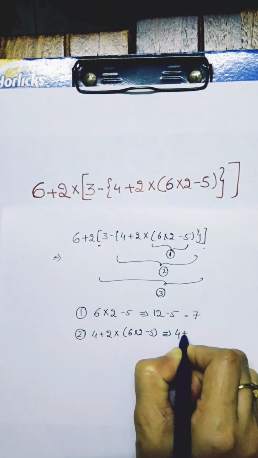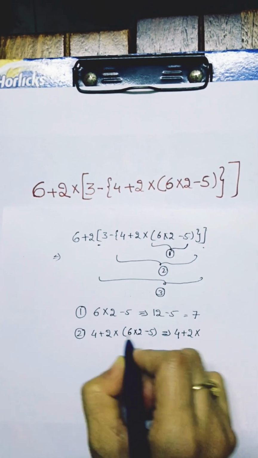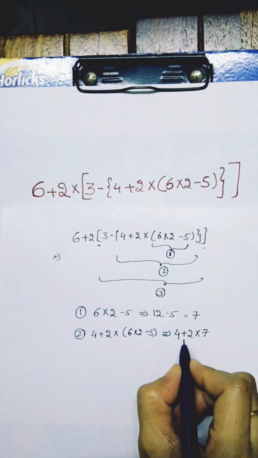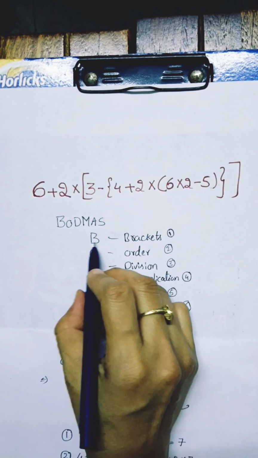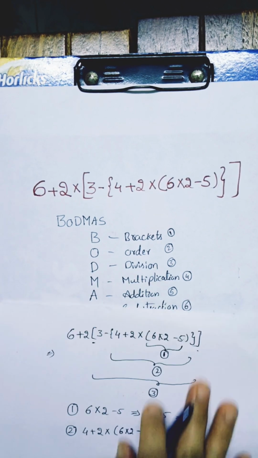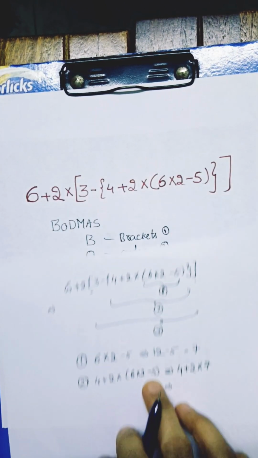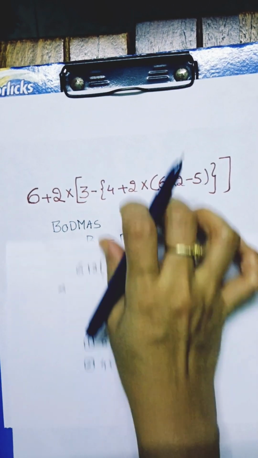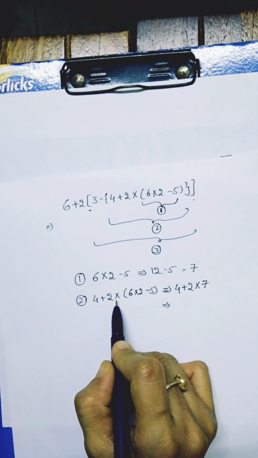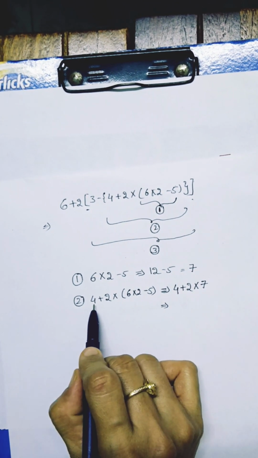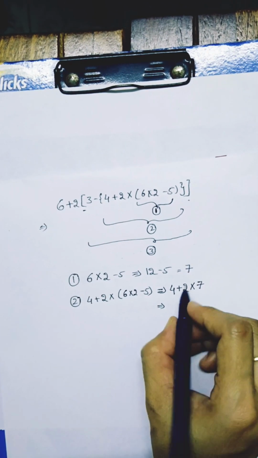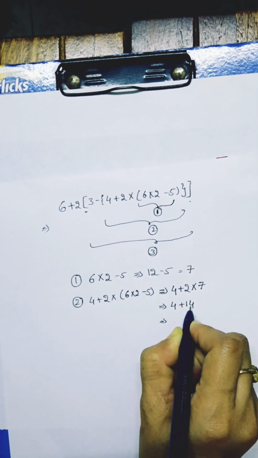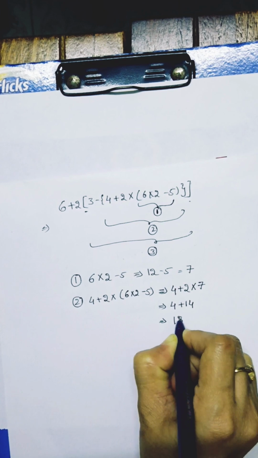So 4 plus 2 multiplied by bracket. What is the answer for this bracket? It is 7. Okay. So listen here. After brackets, we need to go for the division. But here there is no division in this. So if there is no division, then we have to move for the next one, which is multiplication. Here the multiplication exists, that's why we go for this multiplication, not for the addition. Okay. So the answer is 4 plus 7 2's are 14. So 14 plus 4 is 18.